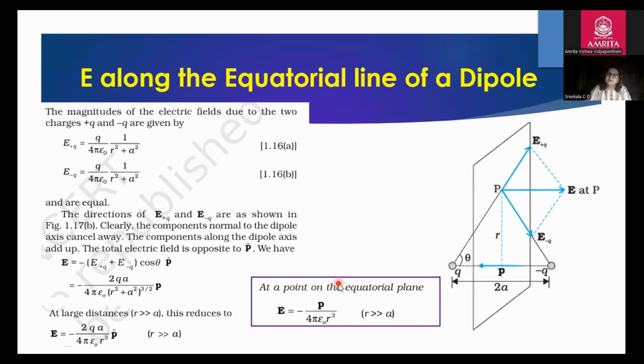In the case of torque on a dipole in an external field, if the angle is 0 degrees and 180 degrees, sine theta equals 0, torque equals 0. Is there any difference between both the cases?